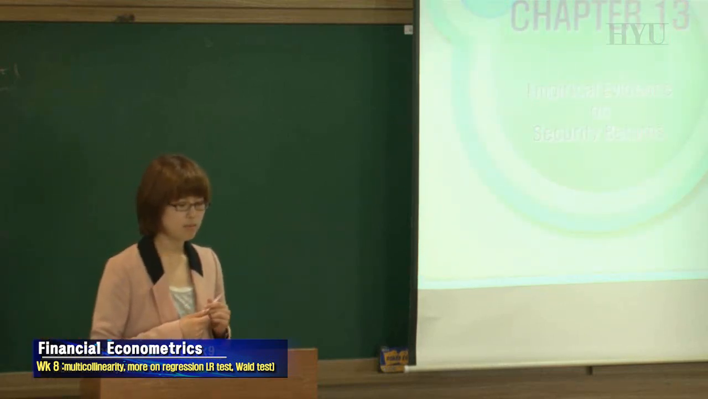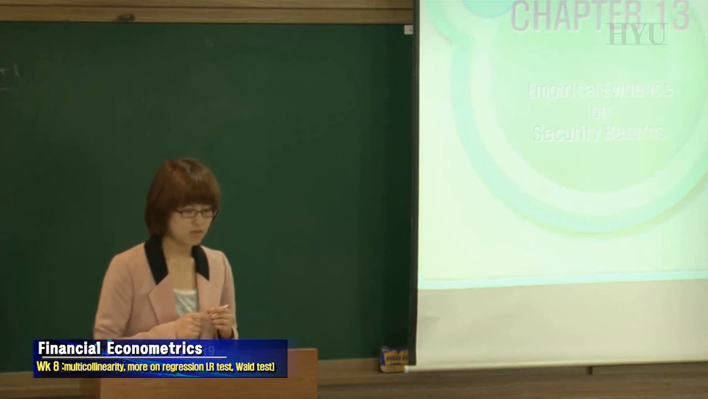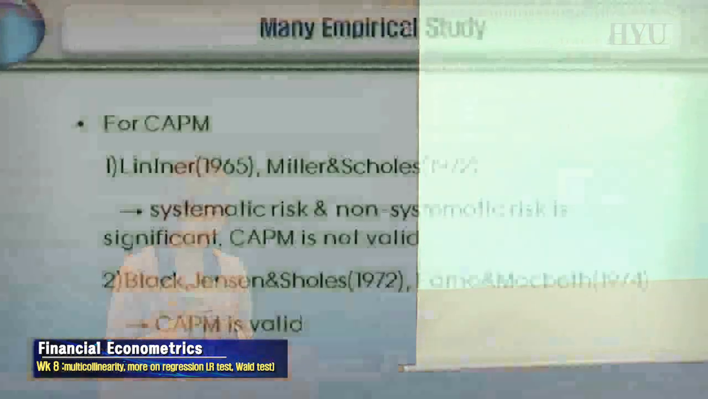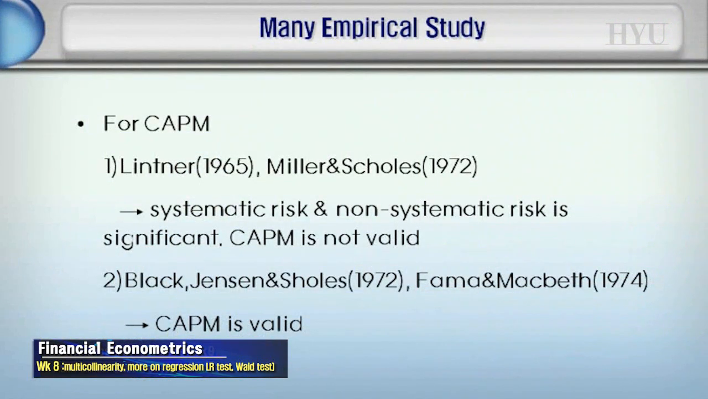Now I present chapter 13, Empirical Evidence on Security Returns. First, there are many CAPM and APT tests, but they are mathematical, so I want to briefly introduce the results of the tests. First, the CAPM test. First, Wiener and Miller and Scholes' test looked at systematic risk and non-systematic risk. Both of them are significant between stocks' beta and returns. Especially in Miller and Scholes' test, the non-systematic risk is more significant than the systematic risk.